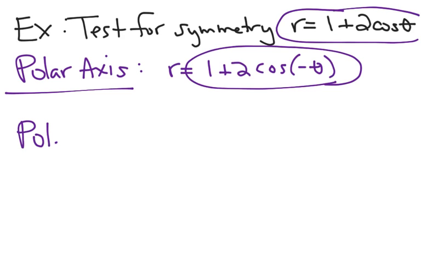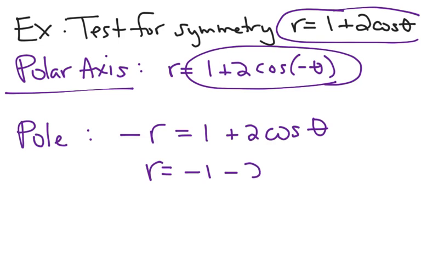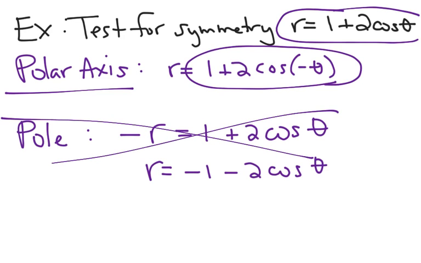And then I check the pole. If I make r negative and I get the same graph, then it's symmetric over the pole. Well, you have to do this first. Really, do you think that r equals negative 1 minus 2 cosine theta is going to give you the same graph? If you think it might, then just graph it in your calculator. Otherwise, you'd probably be able to tell it really quickly. It's not. So it's not symmetric over the pole.